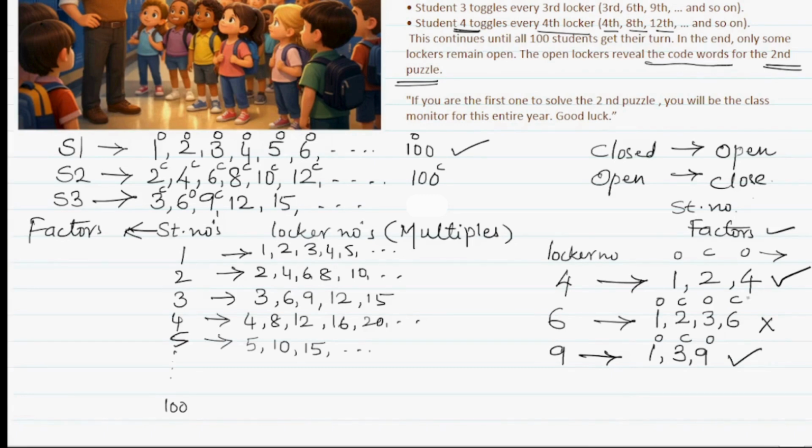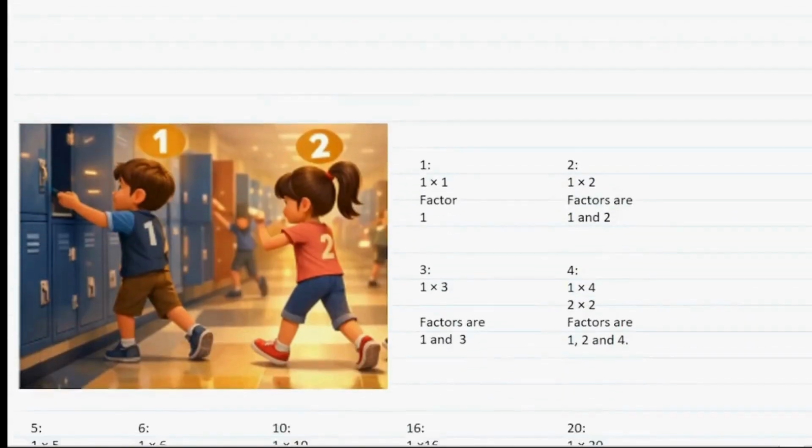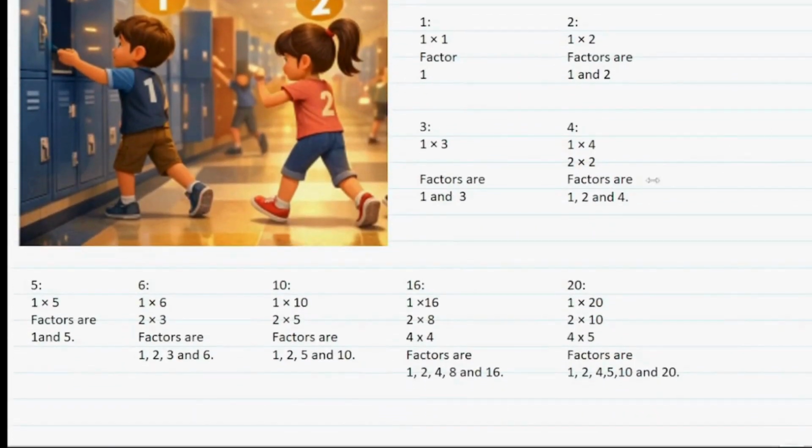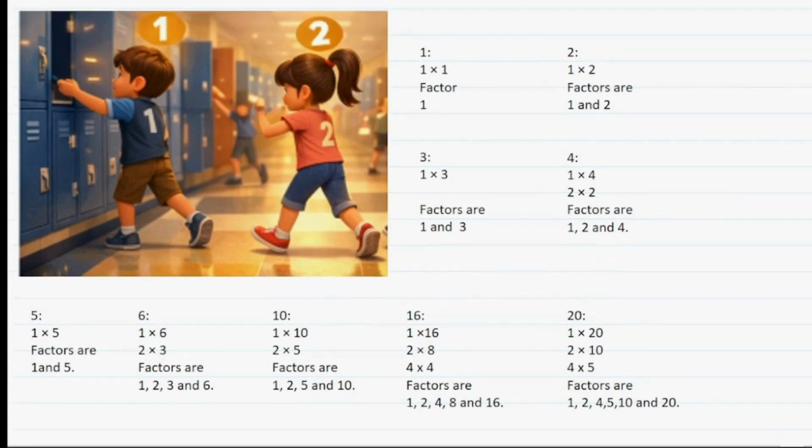So some of the lockers are open at the end, some of the lockers are closed at the end. So how do we know which lockers will be open, which lockers will be closed? Now if you look at the factors, let's observe the number of factors present. Here I have a few factor lists. If you look at the number of factors present, we can understand.